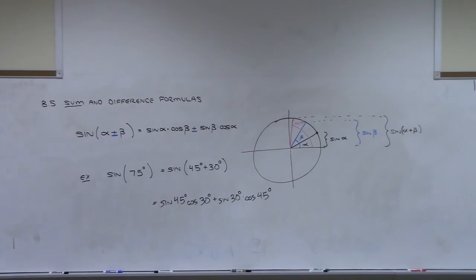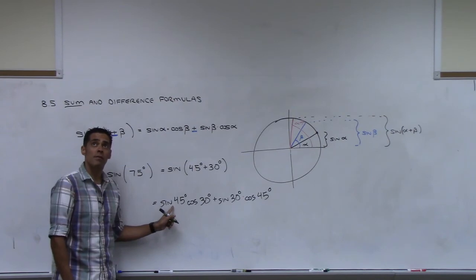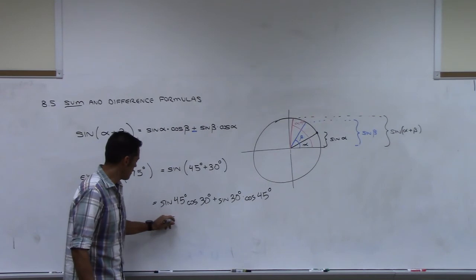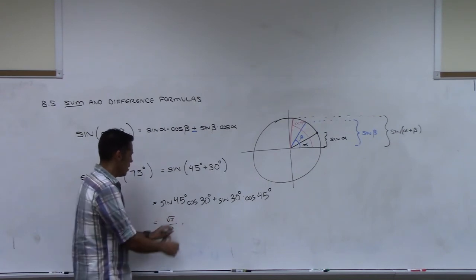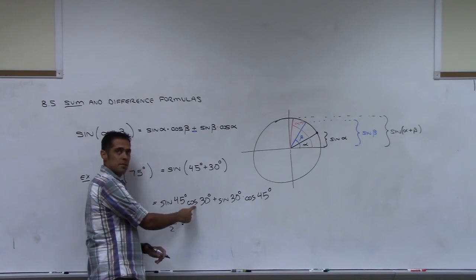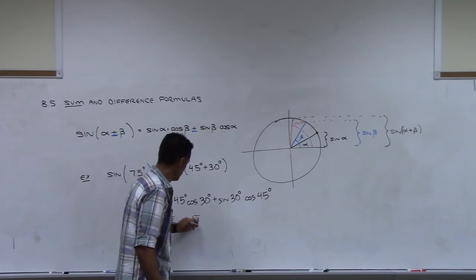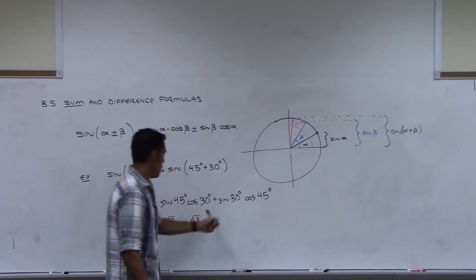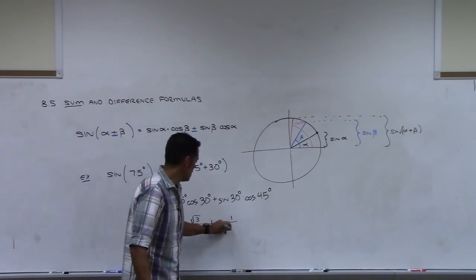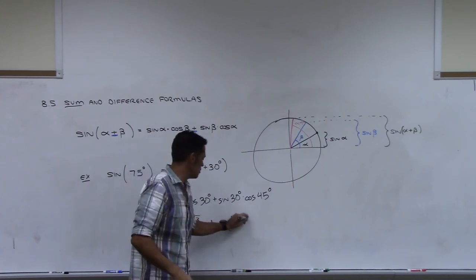All right, what is sine of 45 degrees? What's the y coordinate at 45 degrees? Root 2 over 2. What is the x coordinate at 30 degrees? Root 3 over 2. Plus, what is the y coordinate at 30 degrees? A half. And then what is the x coordinate at 45 degrees? Root 2 over 2.